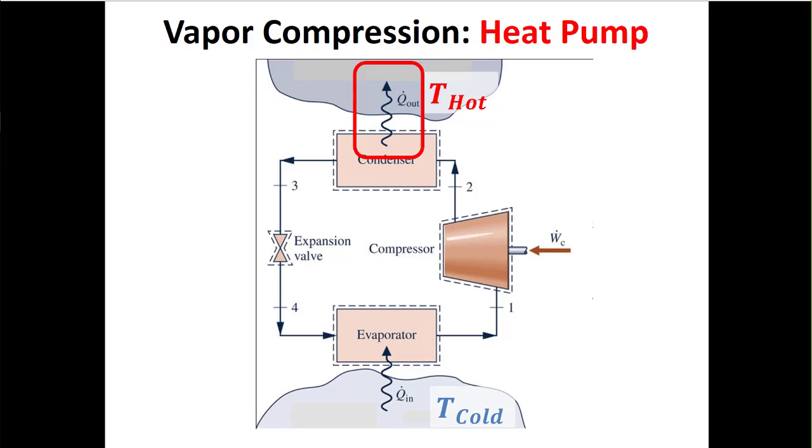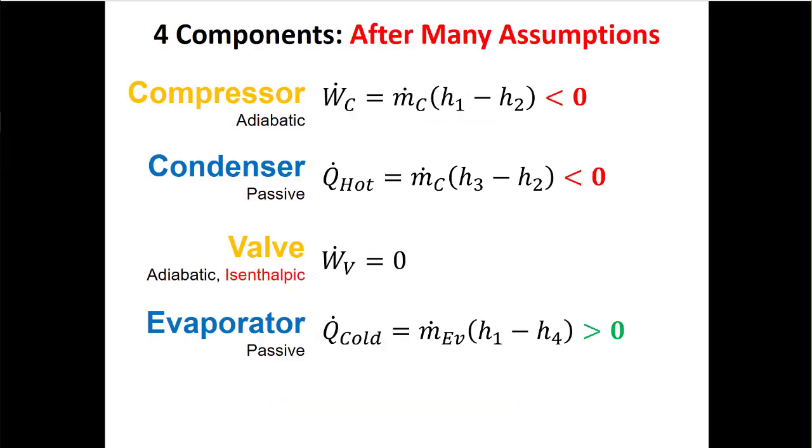It's still the same 4 components. It's still all the same assumptions. We're still going to get all the same equations. So if I do my heat pump analysis, I'm still going to get the compressor power is m dot times h in minus h out. The valve, there's no power, there's no heat transfer associated with the valve, it's just pressure loss. The condenser and the evaporator are going to be m dot times h out minus h in.